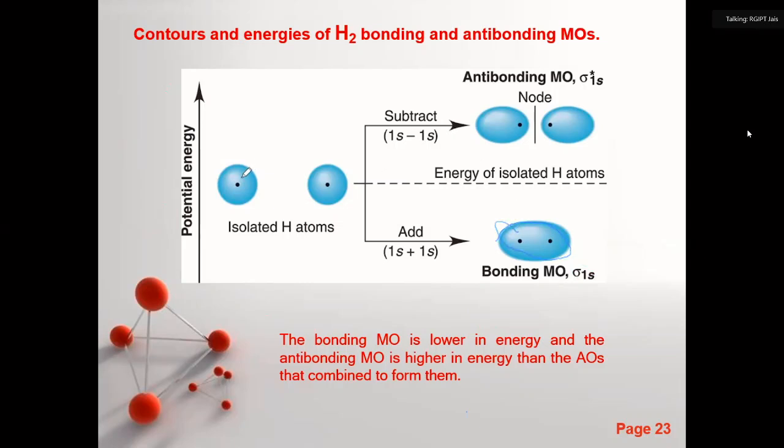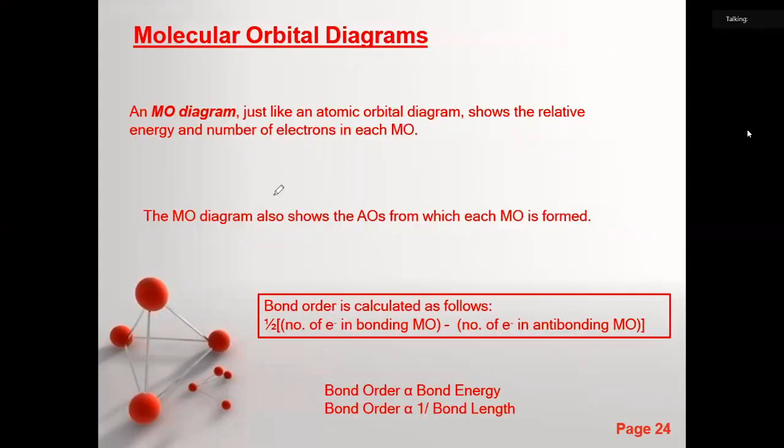But if a positive lobe interacts with a negative lobe, there is a formation of subtraction, and there is a formation of a node where the electron density found is 0. This is an anti-bonding molecular orbital. The anti-bonding molecular orbital has a higher energy as compared to bonding. This we have already discussed in the last class.